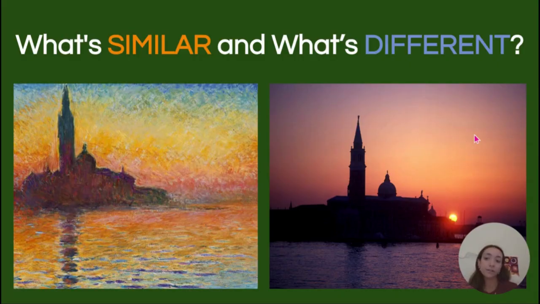Something that's similar is the subject. We can see that the way the buildings look, the outline looks almost identical. And even this shadow here looks identical. So we can definitely see that that was his inspiration. So something that's similar is the subject. And another thing that's different is the colors.